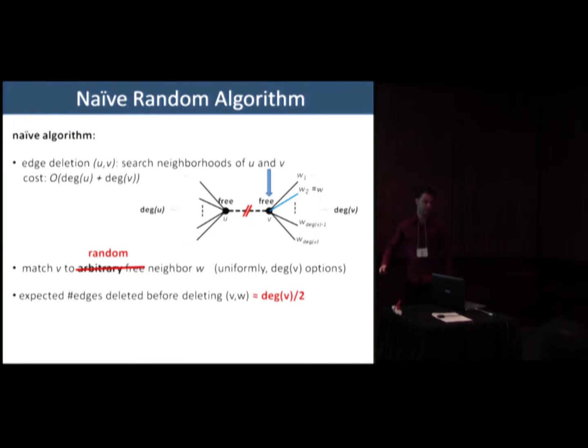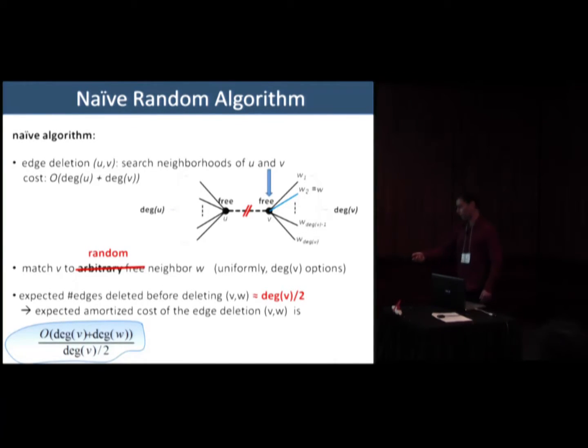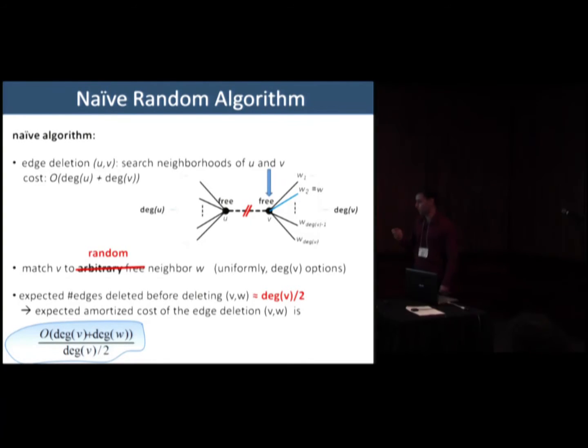So now we can calculate the expected amortized cost of handling this edge deletion in the future. It's the ratio between the actual cost, which naively is just the sum of the degrees of the two endpoints, and the money that we got, the degree of V over 2. If it happens that the mate of V that we chose is of low degree, we are good. The cost will be constant. But in general, we might get an order n amortized cost. Questions?